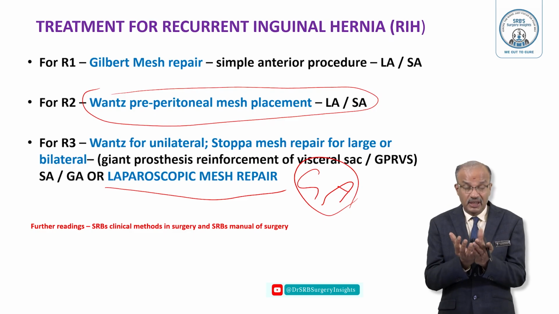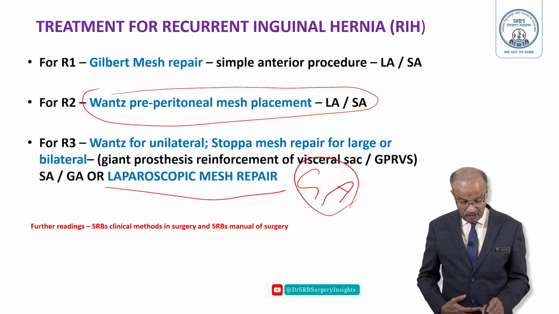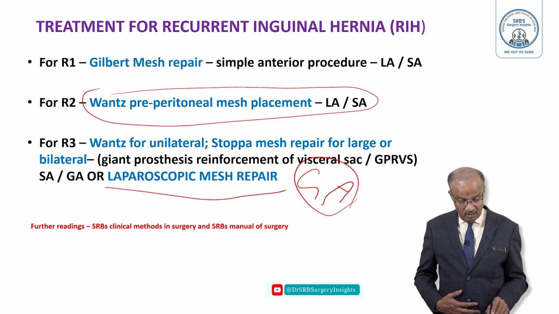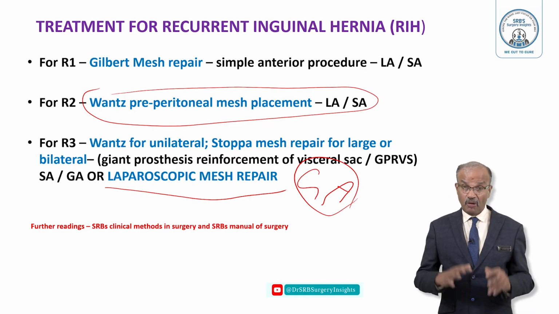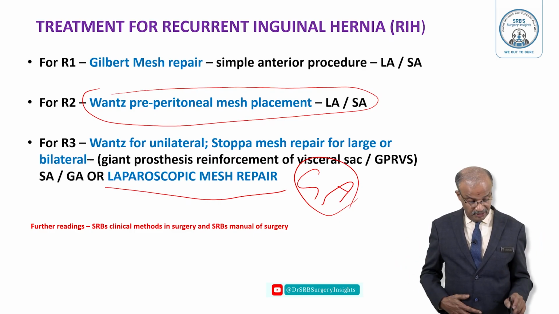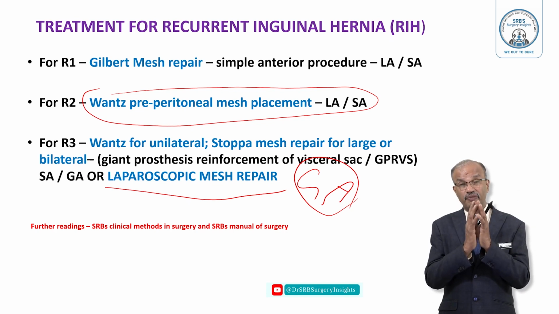It will hold like this. This is called giant prosthesis. If it is unilateral, one side, it's called GPRVS. If it is both sides, it's called Stoppa, or laparoscopy both sides you can do. But proper dissection covering the entire area where weakening is there should be done. This is for R3. So remember the recurrent inguinal hernia definition and remember the classification.